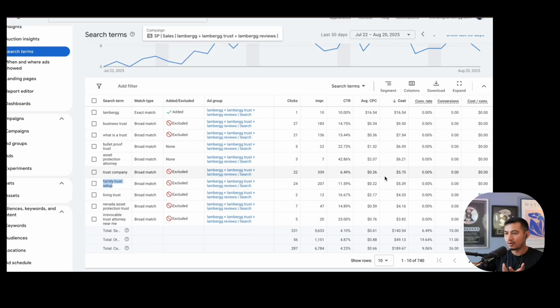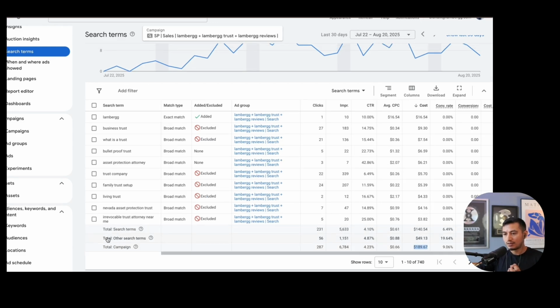So it was running ads on trust company keyword, family trust setup keyword. And they were not converting. Like, it spent $5.70 and we had no conversions. It wasted $189. It was just a waste. And if you can see other search terms, the other search term spent $49. I don't even know what the other search term is. Let's look at what other search terms are.